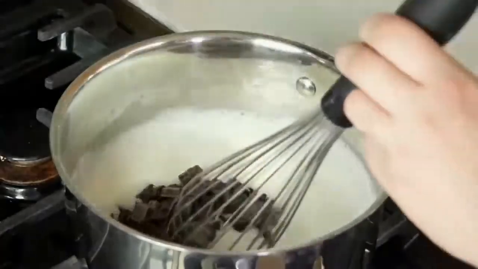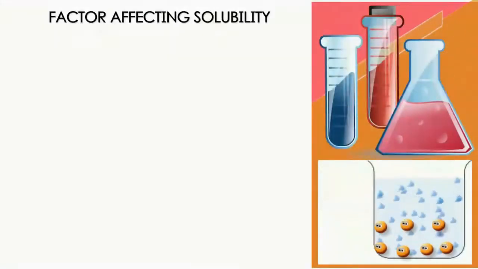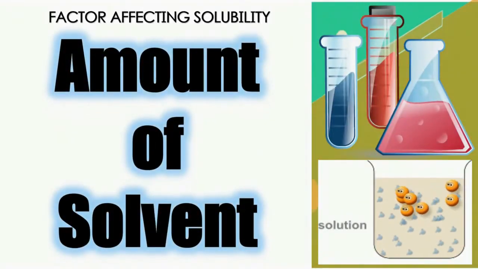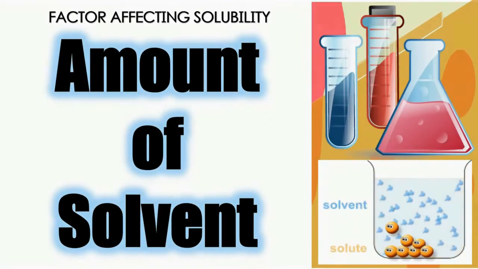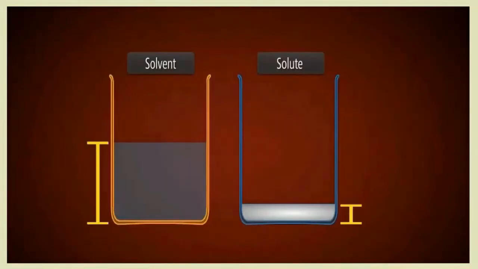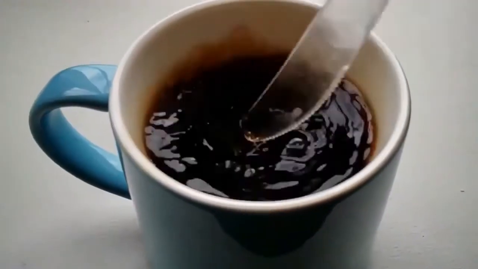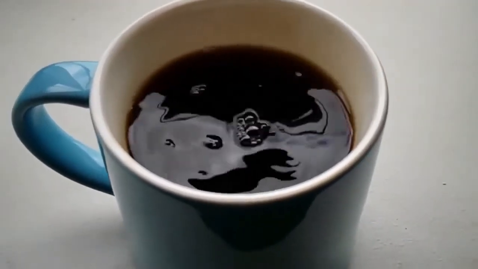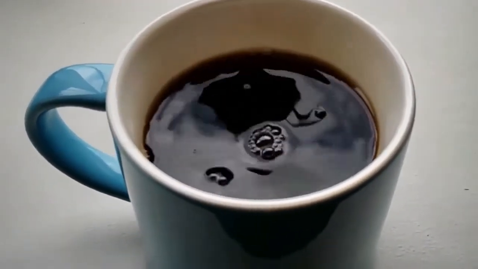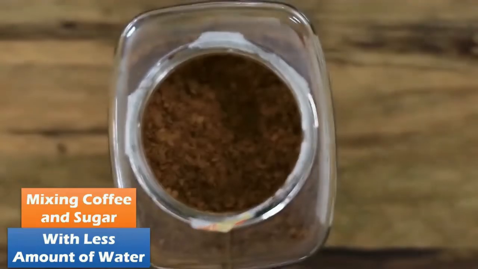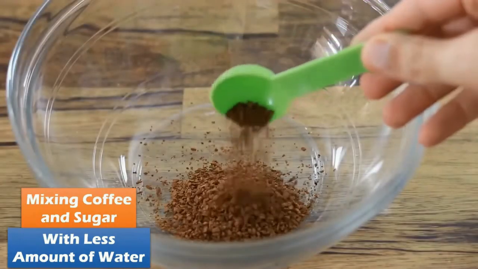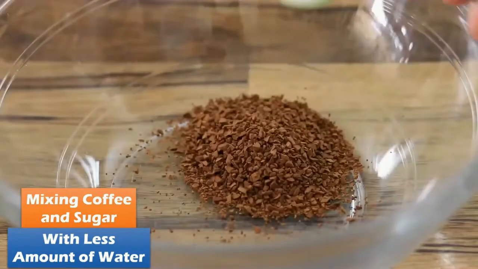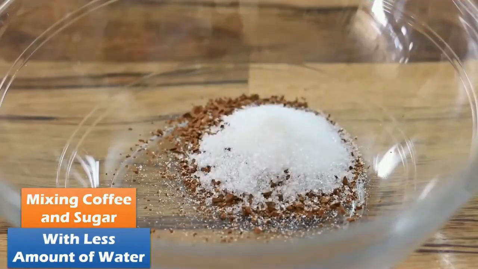The fourth factor affecting the solubility is the amount of solvent. For the solute to be dissolved completely, solvent should be larger in amount than the solute. Example, the amount of water should be larger than coffee powder and sugar. If the amount of sugar and coffee powder are larger than the water, then the solute cannot be dissolved in this kind of mixture.